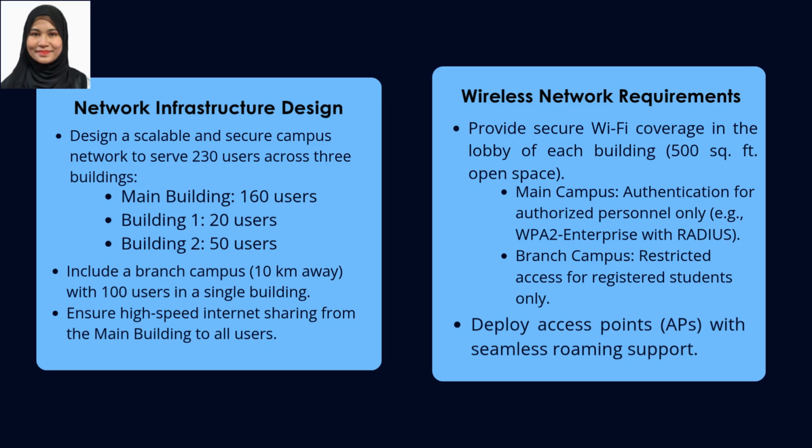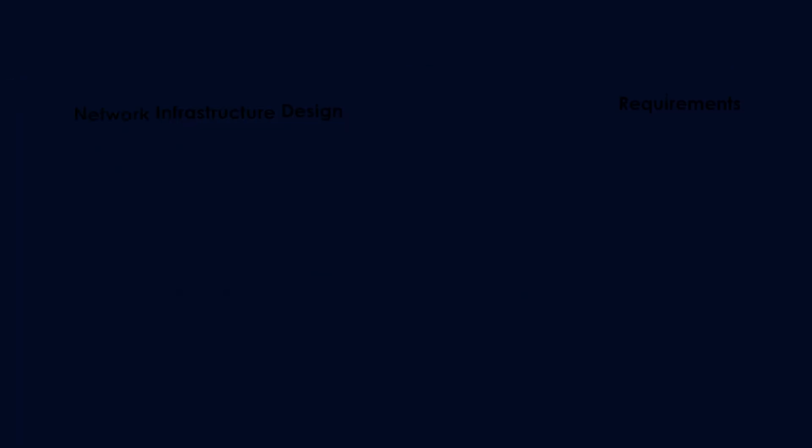Next is wireless network requirement. This is to provide secure Wi-Fi coverage in the lobby of each building. The main campus has authentication for authorized personnel only. The branch campus has restricted access for registered students only. This deploys access points with seamless roaming support.